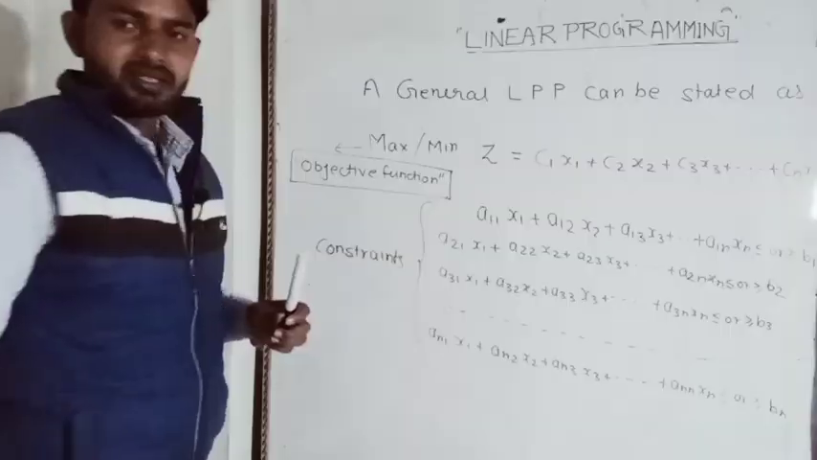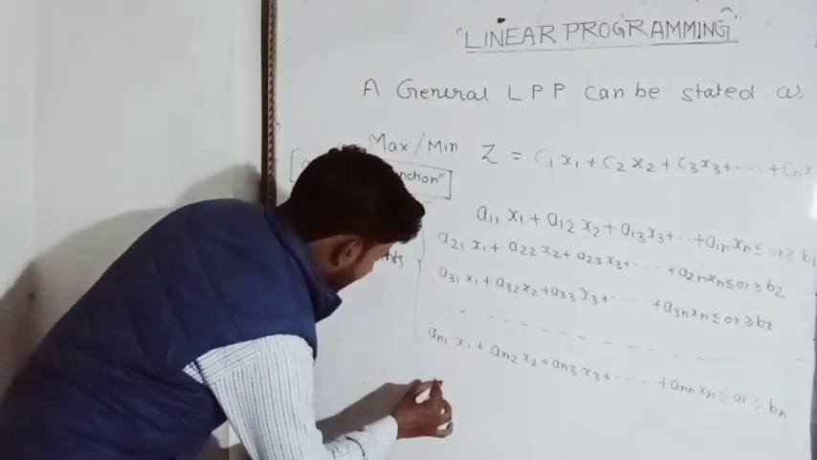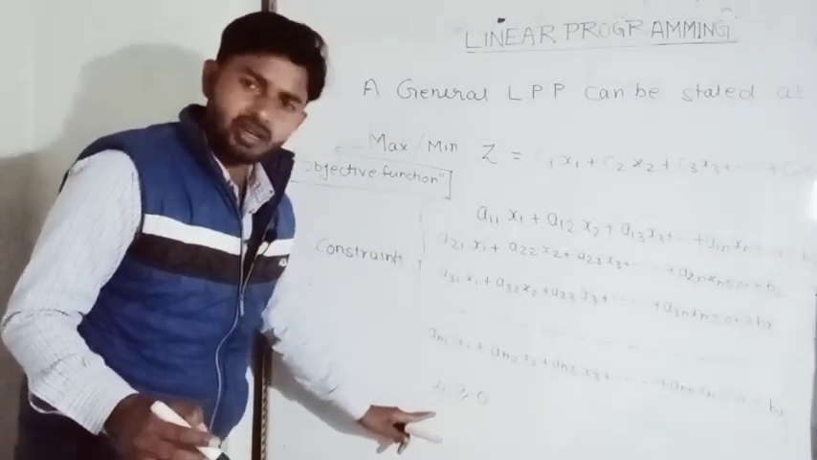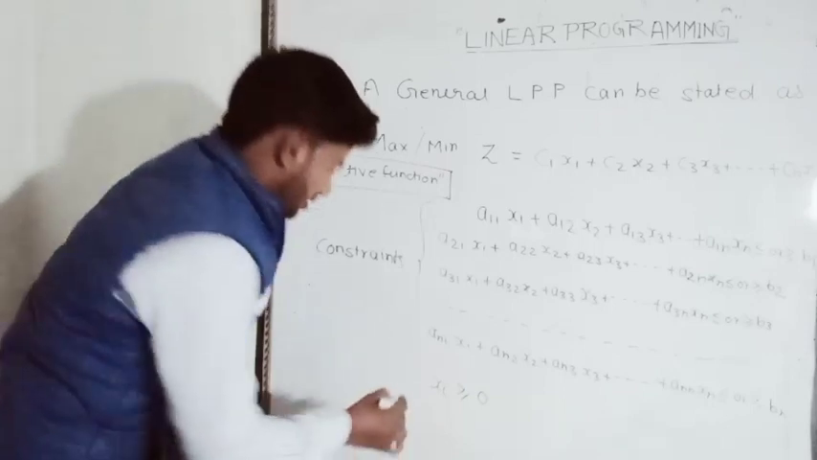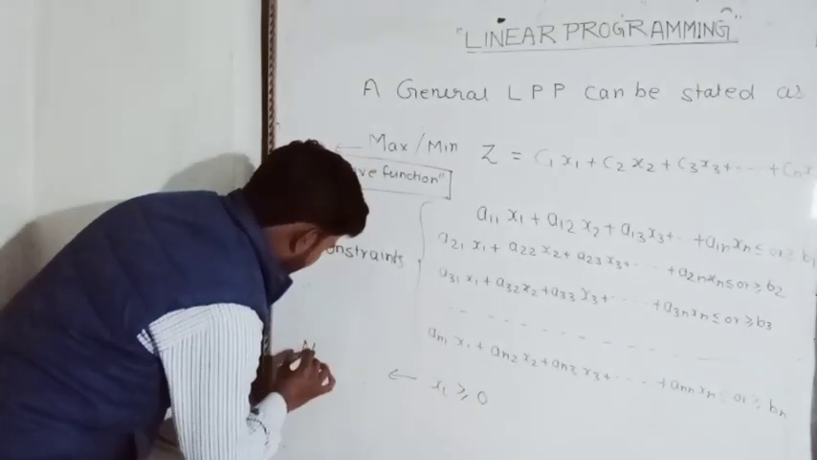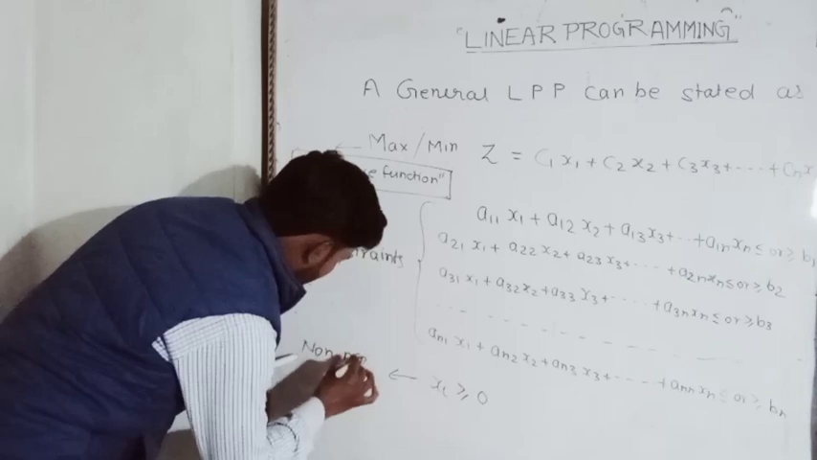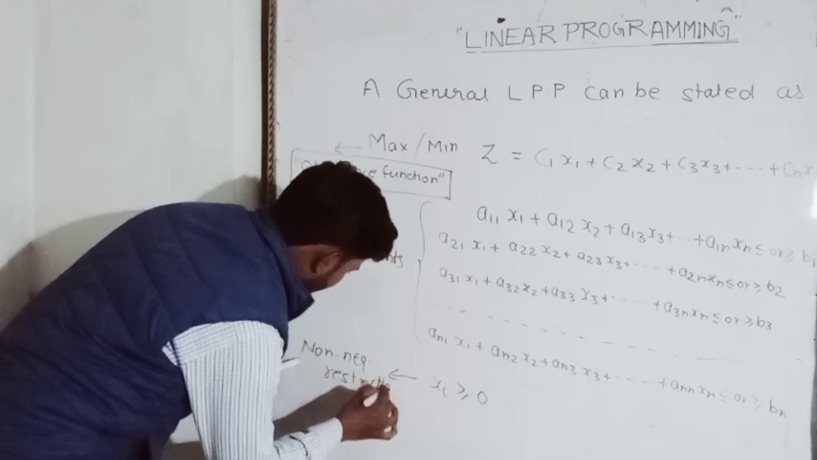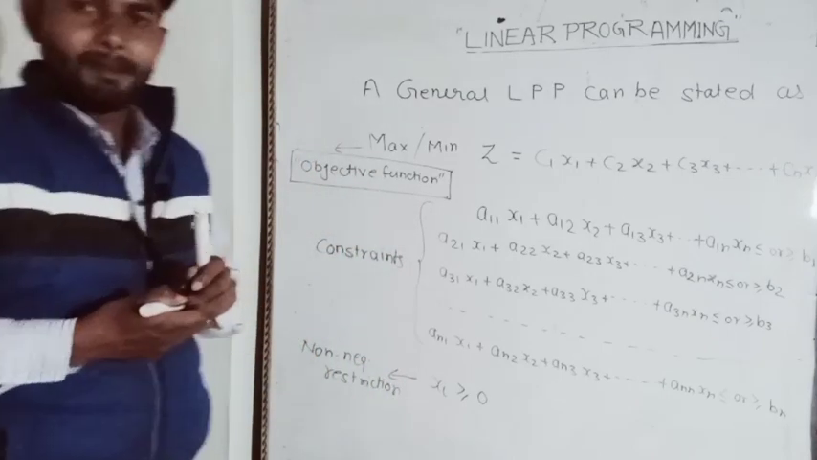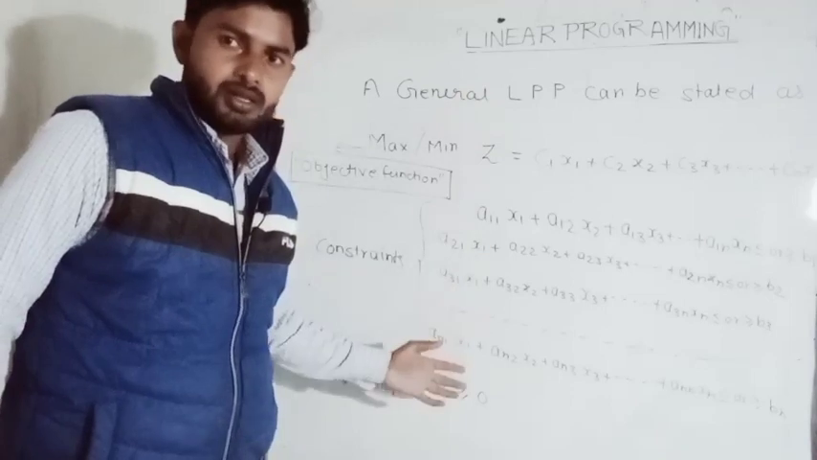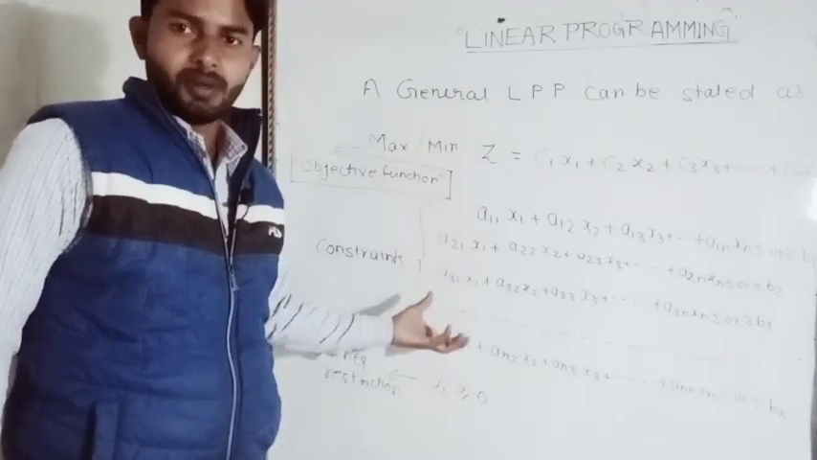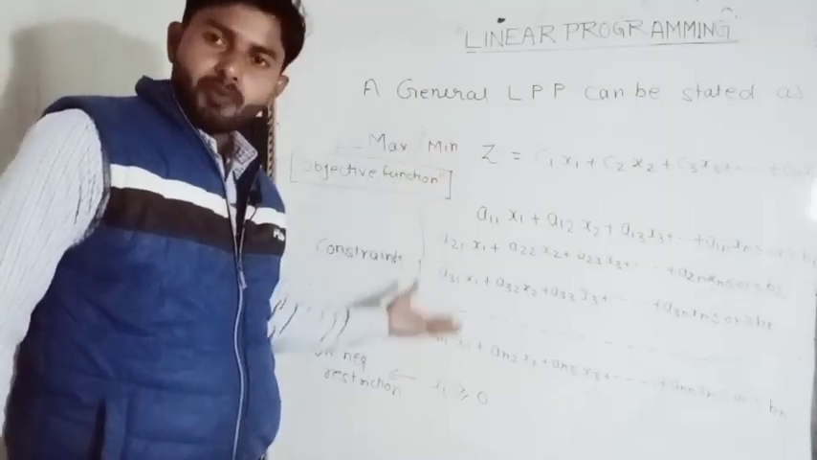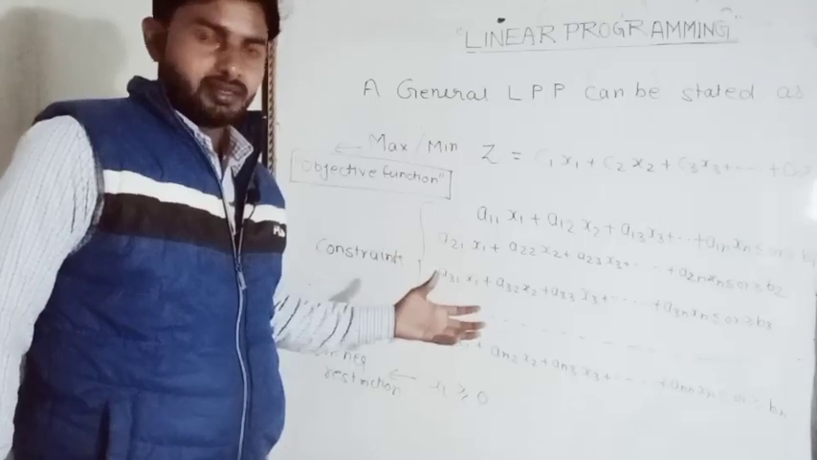And last is such that the xi's are greater than or equal to zero, there exist restrictions. This is also called non-negative restrictions. So this is the mathematical formulation of any linear programming problem. Here we will discuss how to solve this type of problem by the graphical method.